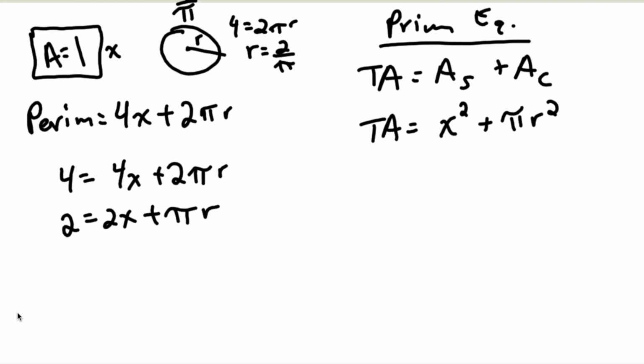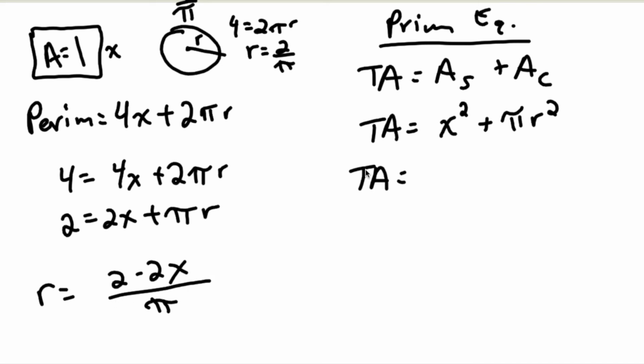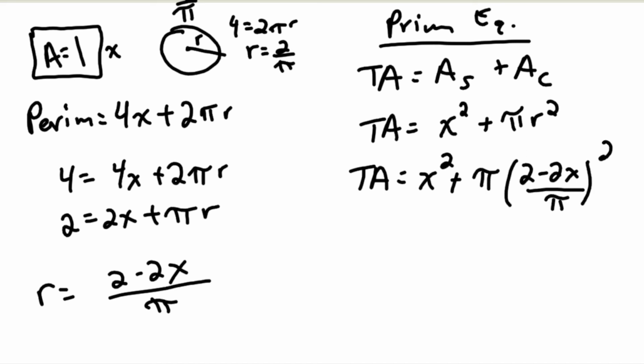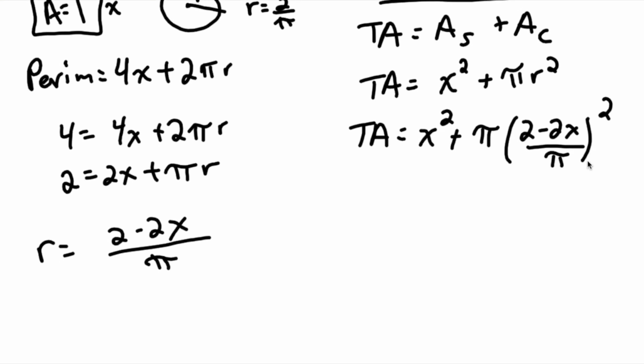And then solve for r. So r is going to be equal to 2 minus 2x, all of this divided by pi. And I'm going to plug that in here now. So my total area is equal to x squared plus pi, and then if I square that, 2 minus 2x over pi quantity squared. All right, so let's just go through this and simplify this equation.